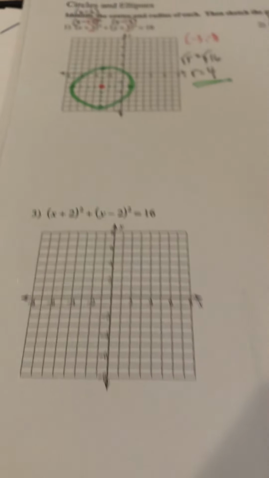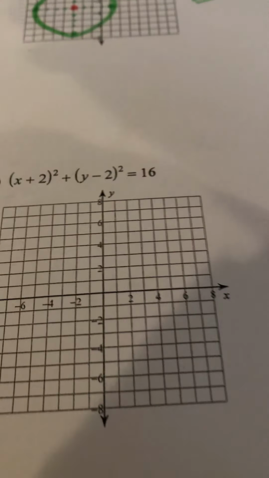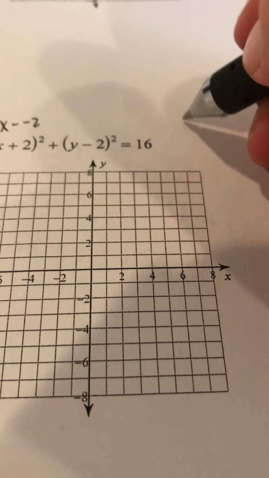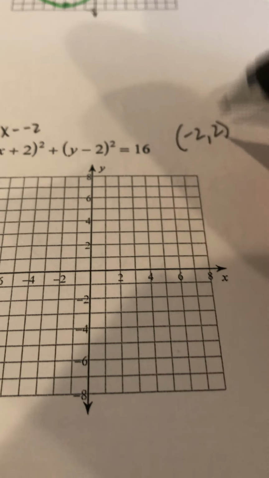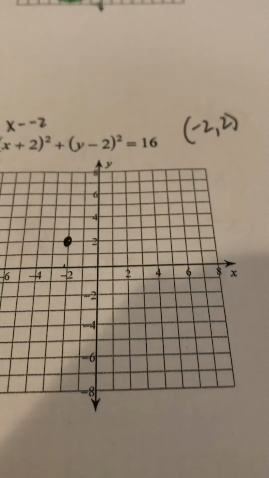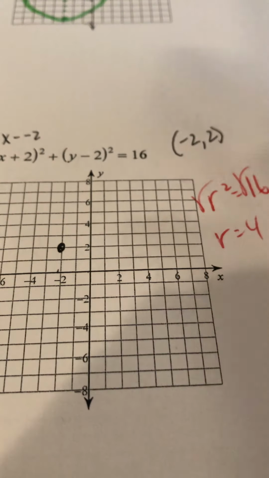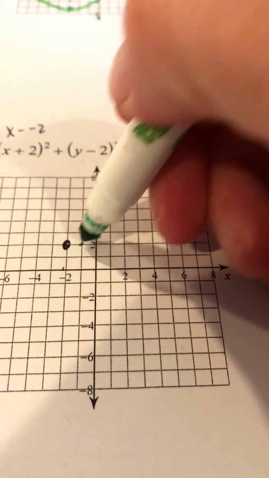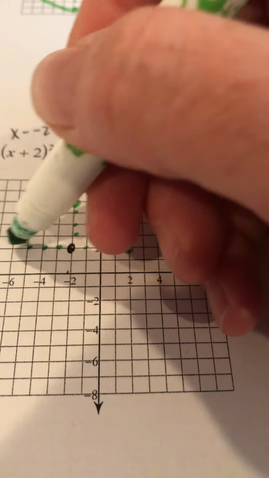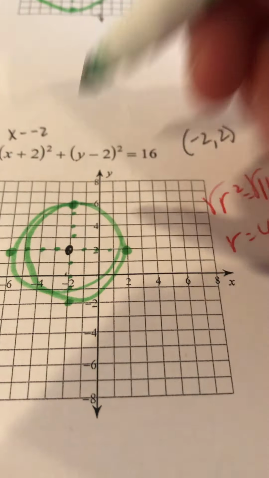Okay, if you want, you can take a moment to pause and try these next ones. Hopefully you did. So again, we got x minus -2, and this is already set, so it's (-2, 2): left 2, up 2. And then I have that r squared equals 16, so I'm going to take the square root to give me 4. And circle it up. Oop, bad circle.